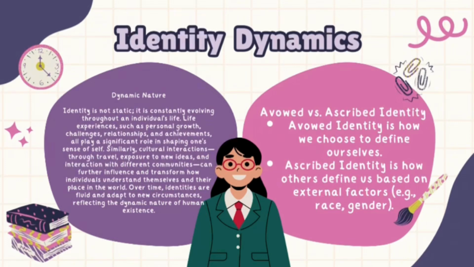Identity is not a fixed concept, but a dynamic and evolving process. On the left, dynamic nature: life experiences, relationships, and cultural interactions continuously shape and refine one's identity. However, on the right, forward versus ascribed identity. A forward identity refers to how individuals choose to define themselves, while ascribed identity is imposed by others based on external characteristics such as race, gender, or social status.